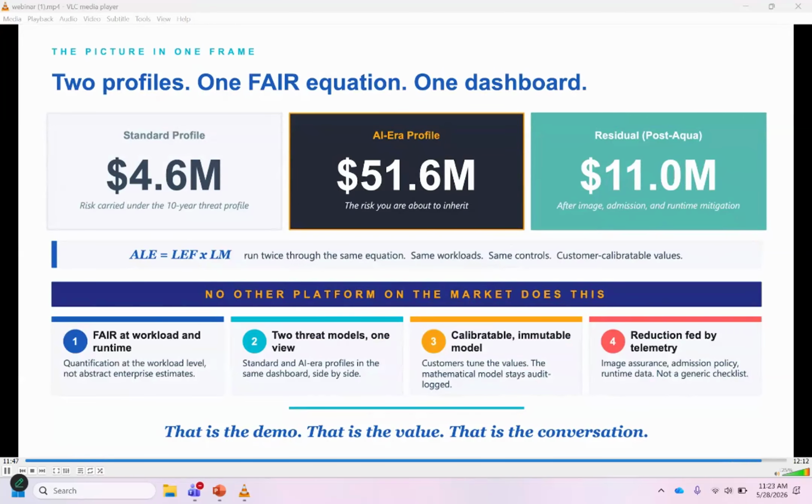FAIR quantification at the workload and runtime level. 2 threat models in the same view. Customer calibratable values without changing the model. And a control reduction term that is fed by Aqua's image assurance, admission policy, and runtime telemetry, not by a generic checklist. That is the demo. That is the value. That is the conversation.